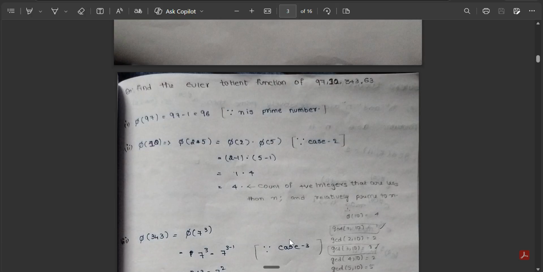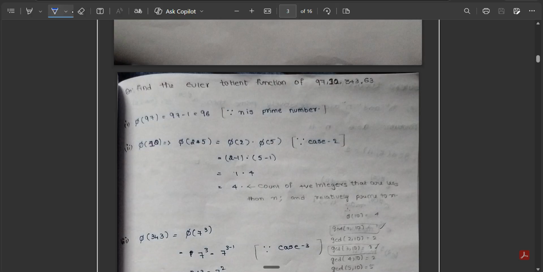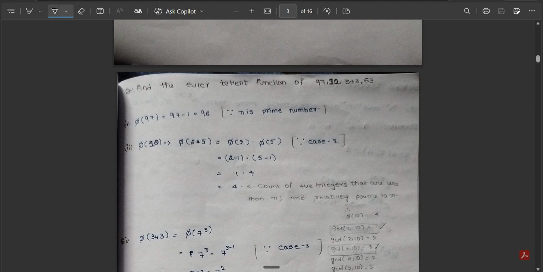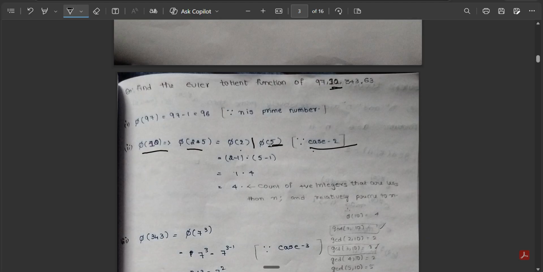The question is to find the Euler Totient function of 97, 10, 343 and 63. For the Euler Totient function of 97, as we know that 97 is a prime number, the Euler Totient function of a prime number will be n minus 1. So 97 minus 1, which is 96. I hope I'm clear up to here. Next, we are going to find the Euler Totient function of 10. 10 can be written as a product of prime numbers 2 into 5, and this falls under case 2. So we do the Euler Totient function of 2 into the Euler Totient function of 5. For 2 it is 2 minus 1, and for 5 it is 5 minus 1. So 1 into 4, which is 4.